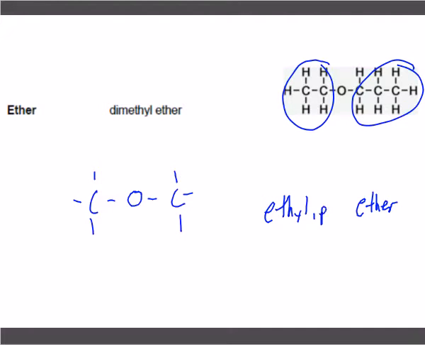Ethyl propyl ether. Ethyl propyl ether. Right? Because that ethyl shows you the 2-carbon chain hanging off, and then the propyl shows you the 3-carbon chain hanging off.